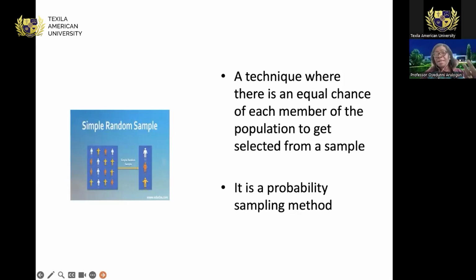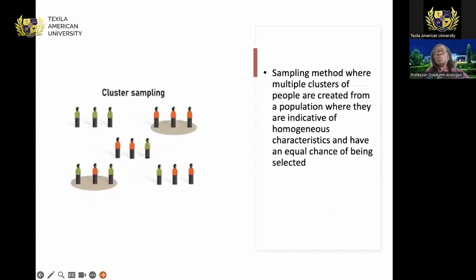Now we have the second one, which is cluster sampling. Cluster sampling is a sampling method where multiple clusters of people are created from a population where they are indicative of homogeneous characteristics and have an equal chance of being selected. In cluster sampling, we would have grouped them according to clusters of similarity. Maybe those who are living in the peri-urban area, put them together as a cluster. Those who are living in the rural area, they will form a cluster. Those who are living in transitional area will form a cluster.